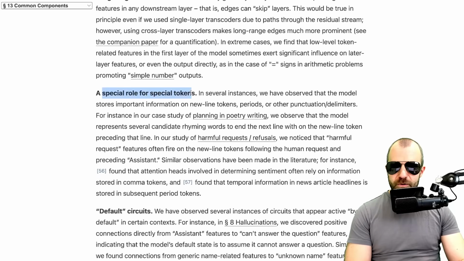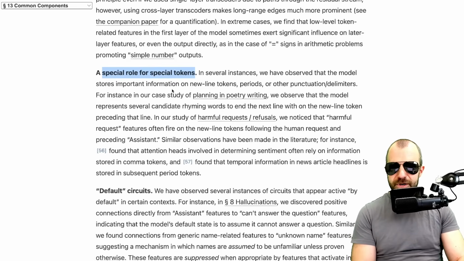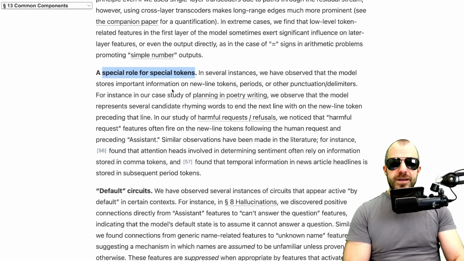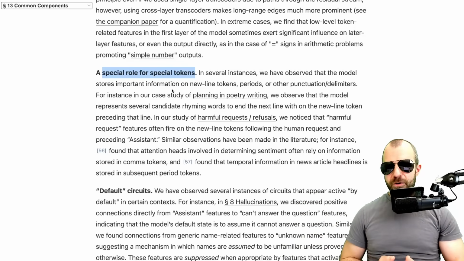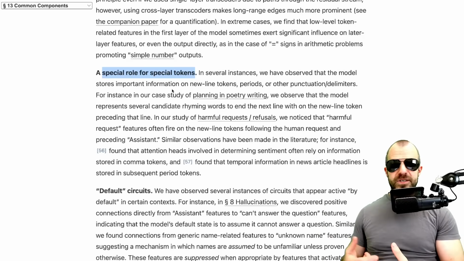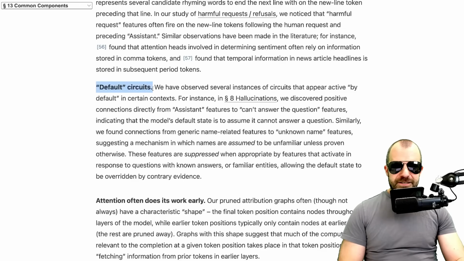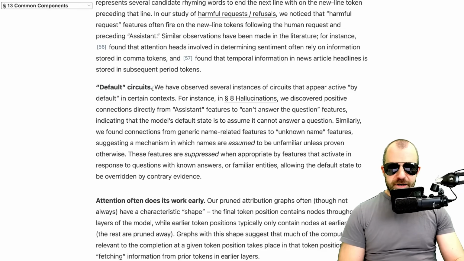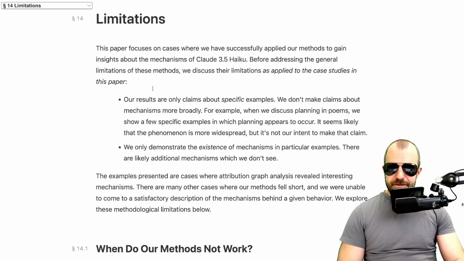Again, a special role for special tokens. Yes and no, I feel, but it's probably more the fact that there are parts of the output where entropy is high and entropy is low, and whenever entropy is high, that's when you can come in with extra goals and extra constraints, because when entropy is low, all these constraints already exist. Default circuits is just saying training works, and that's essentially it.